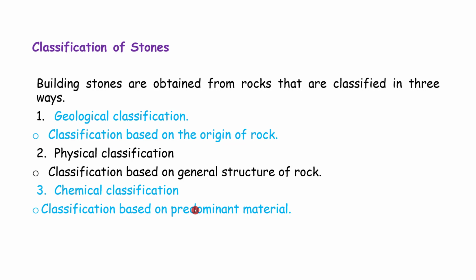We will see the various classifications of stones. The building stones are obtained from rocks and they are classified in three ways. One is geological classification, which is the classification based on the origin of the rock. Next we have the physical classification, based on the general structure of the rock, and we do have the chemical classification, which is based on the predominant material available in the rock.